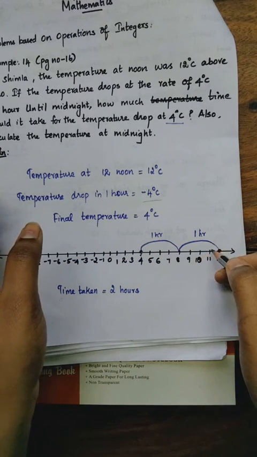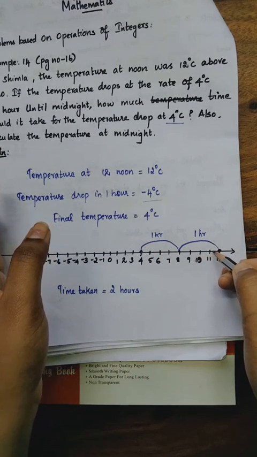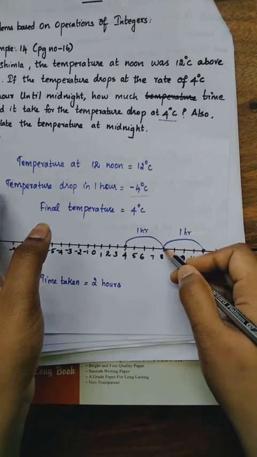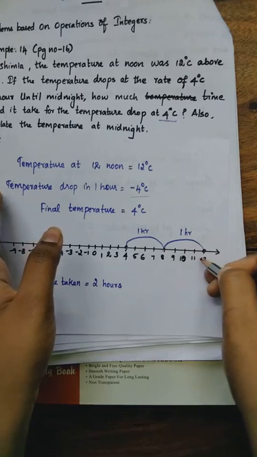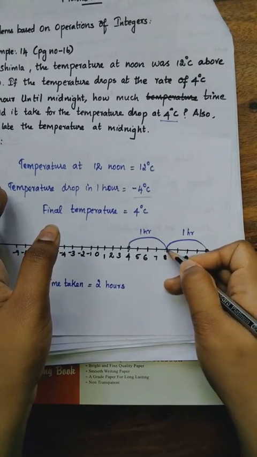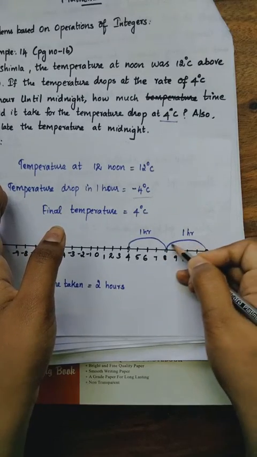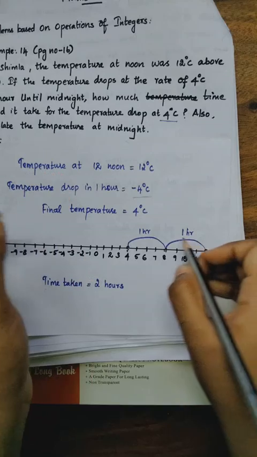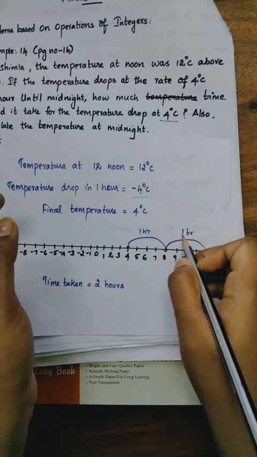So subtract 4 from 12. 1, 2, 3, 4. We are subtracting 4 from 12. What is 12 minus 4? 12 minus 4 is 8, right? So 8. For this much, we have taken 1 hour, since in 1 hour it decreases by 4 degrees Celsius. That is 1 hour.